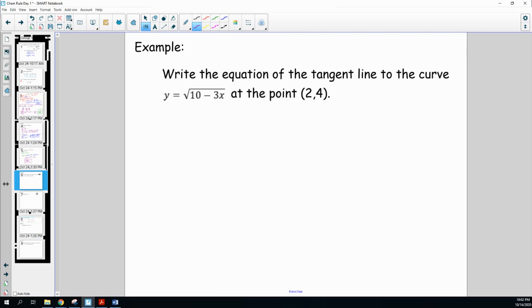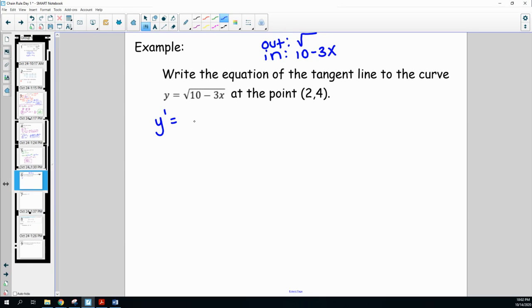Okay, now we want to write an equation of the tangent line to the curve y equals the square root of 10 minus 3x at the point (2, 4). So we're going to first have to find the derivative, because when we're finding the equation of the tangent line, we need to find the derivative at the point in order for us to find the slope. So I'm going to do y prime. So here, again, I'm just going to make a little note up here. My outer function is going to be the square root. My inner function is going to be 10 minus 3x.